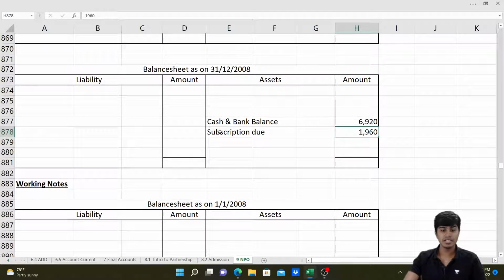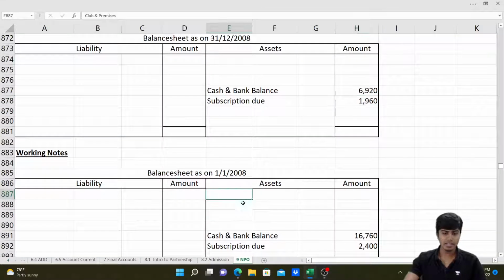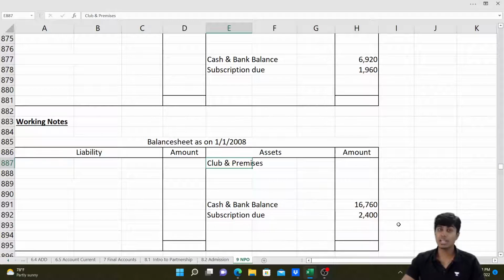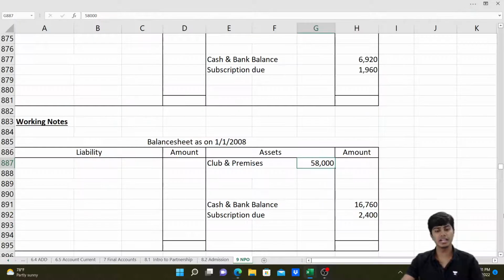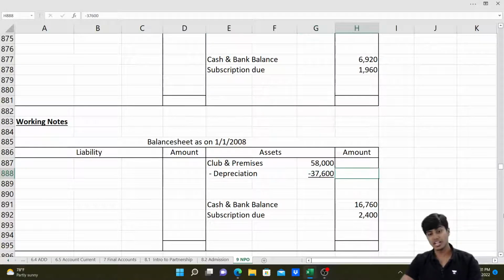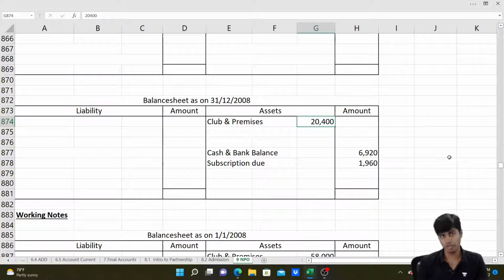So which balance sheet? See, they've told 58,000 is the balance and they've given 37,600 as the accumulated depreciation. So I will write in my opening balance sheet club and premises 58,000. Then they have given us depreciation on the club premises provided so far 37,600. So depreciation till date is 37,600, which I'll deduct to arrive at 2,400. In the year end, for club and premises, the opening balance will be 2,400.